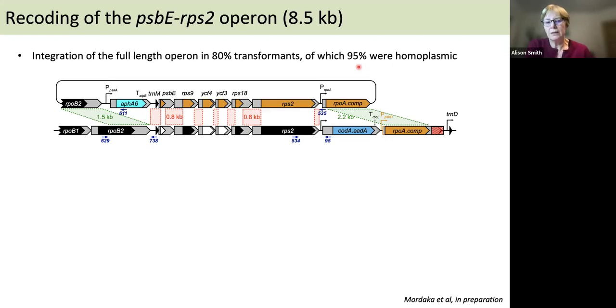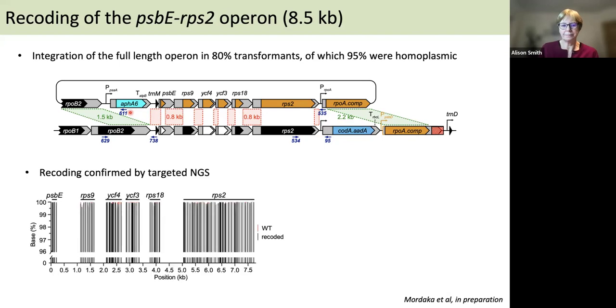Now, one additional trick that he's used in order to facilitate integration of such a large sequence is to have a selectable marker at one end and the other. So in addition to our CodA AAD marker, he put in another antibiotic resistance gene at the other end, which supports the integration of this quite large sequence, of 8.5 kilobases.